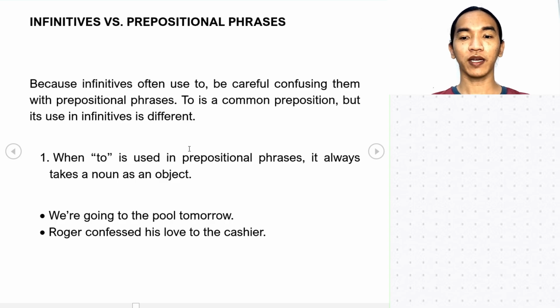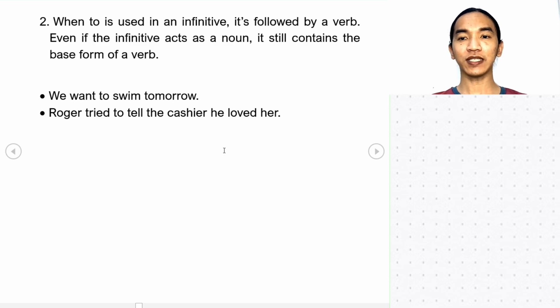For example, we're going to the pool tomorrow. Roger confessed his love to the cashier. Here, this is a prepositional phrase using to. Now, when to is used in an infinitive, it's followed by a verb. Even if the infinitive acts as a noun, it still contains the base form of the verb. For example, we want to swim tomorrow. Here it's an infinitive, to swim. Roger tried to tell the cashier he loved her. To tell here is also an infinitive because it is followed by a verb.